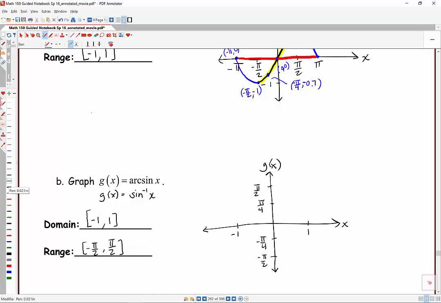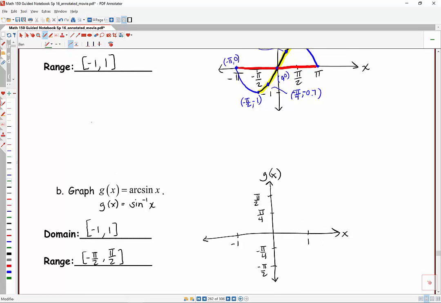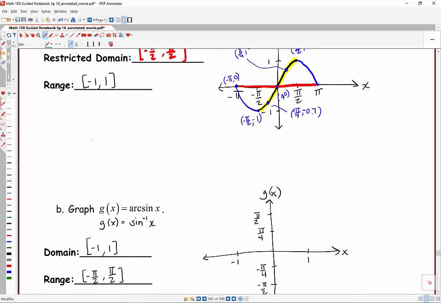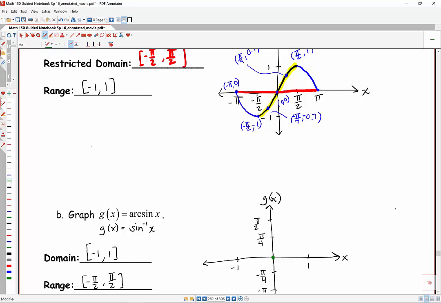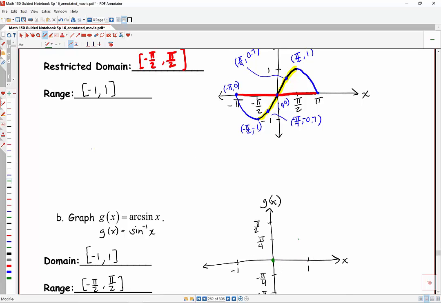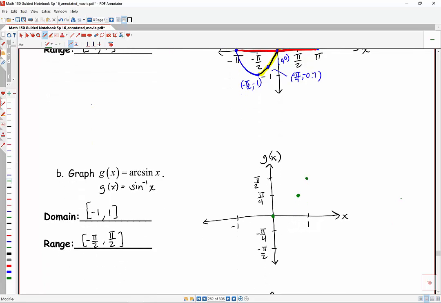What we're going to do is swap out these ordered pairs. So we had originally a 0, 0, so we'll have a 0, 0 again. We had an input value at pi over 4 and then approximately 0.7. So at 0.7 we'll be at about pi over 4. And when we input 1, we'll be at pi over 2. When we input -1, we'll be at -pi over 2. And when we input -0.7, we'll be at -pi over 4. So here's what we got.